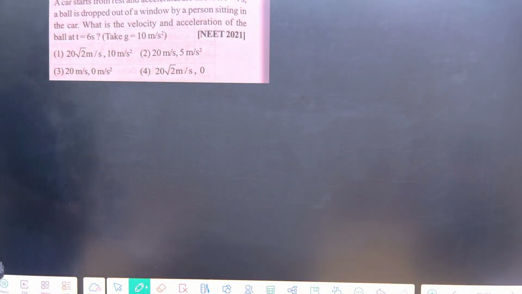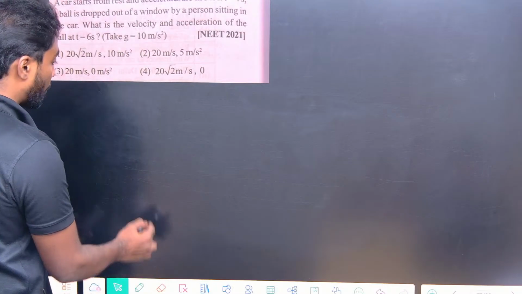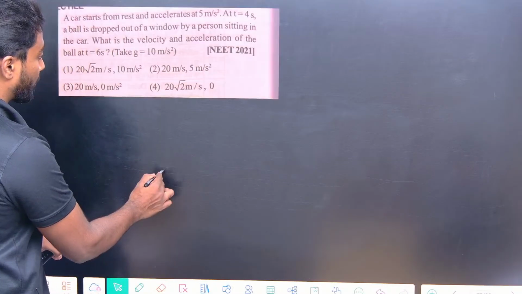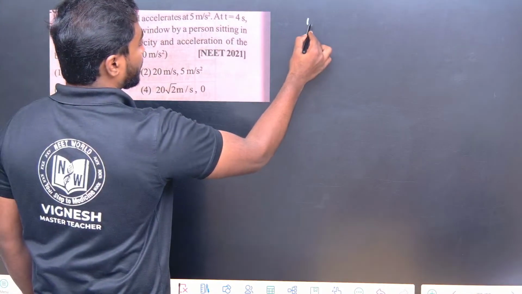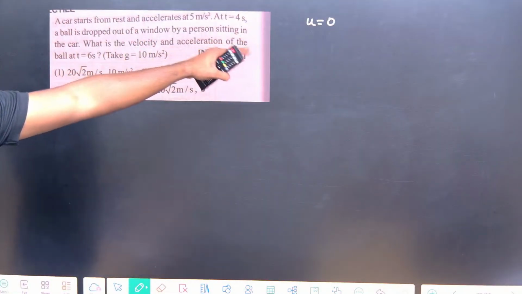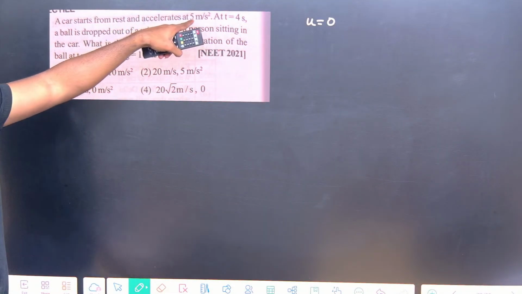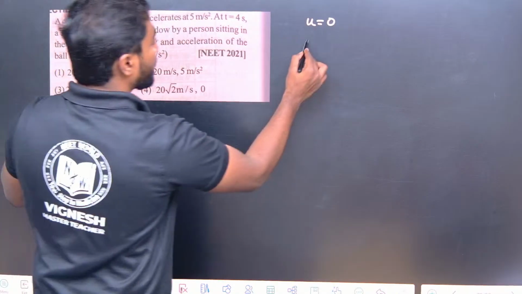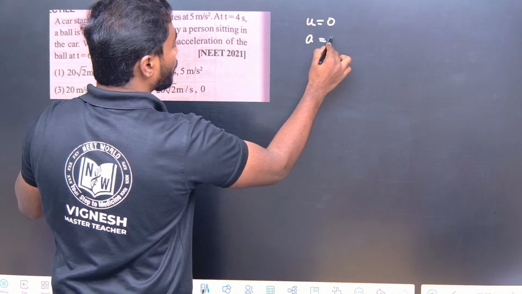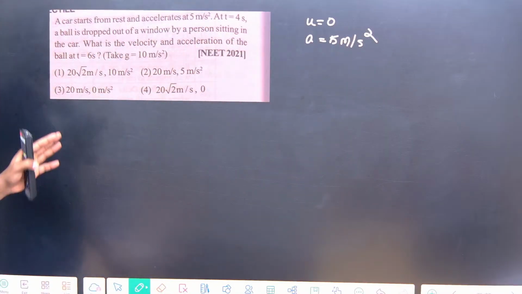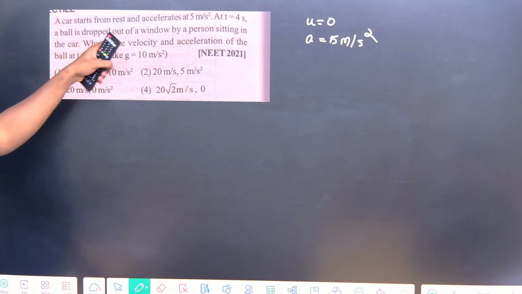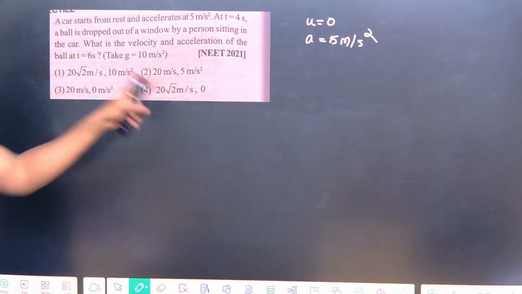2021. A car starts from rest. So first we will write the given terms over here, okay? Whatever they have given, we will write down. So the car starts at rest, so U will be equal to 0. Right, now initial velocity will be 0 and it accelerates at 5 meter per second square. So A will be equal to 5 meter per second square. At time t equal to 4 seconds, a ball is dropped out of a window by a person sitting in the car.